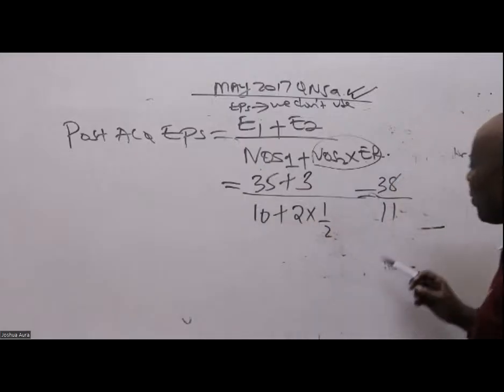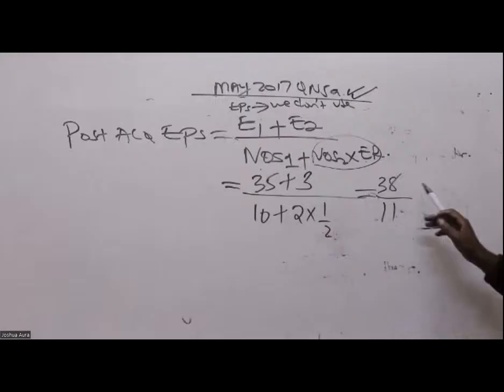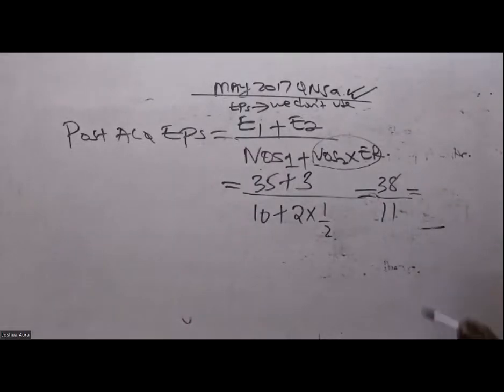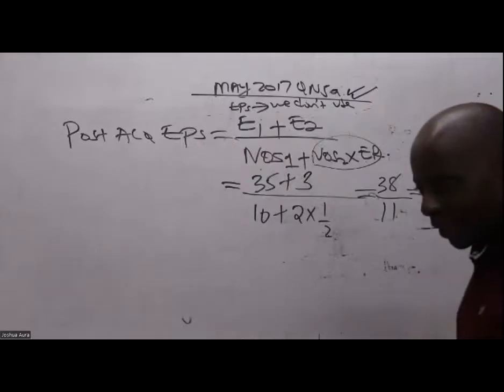So first of all, are we in agreement that this 11 is correct? Thank you so much. Great. So then what is 38 over 11? 38 over 11.